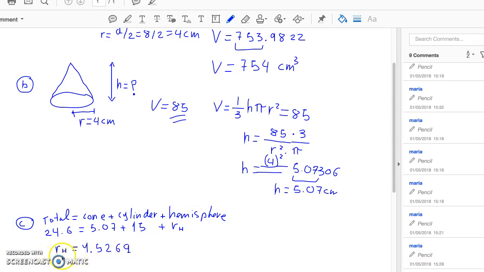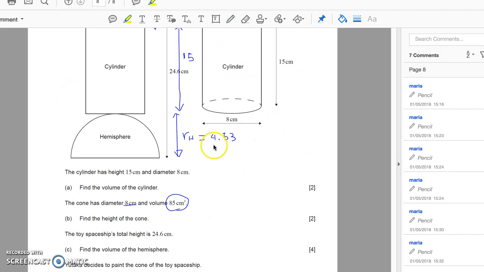That gives me a value of the radius of the hemisphere of 4.5269 and so on. If I'm interested only in 3 significant figures, it is 4.53. So 4.53 is here, but remember what I'm interested in is the volume of the hemisphere. So here I need to recognize that this height is the radius of the hemisphere.